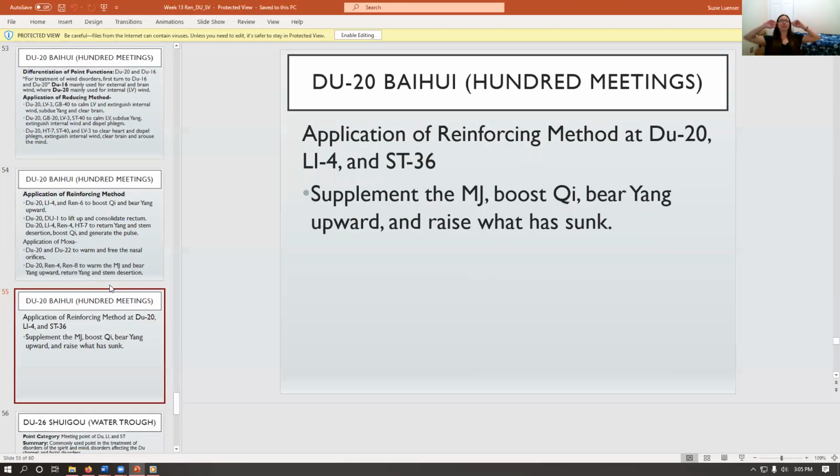And finally, do 20 with Li4, stomach 36. A very important point combination, good for supplementing the middle jiao, boosting qi, bearing yang upward, and raising what has sunk. So basically, any sort of sinking anywhere in the body due to deficiency, this is going to be a good point combination.